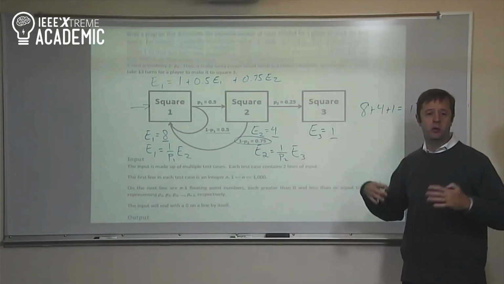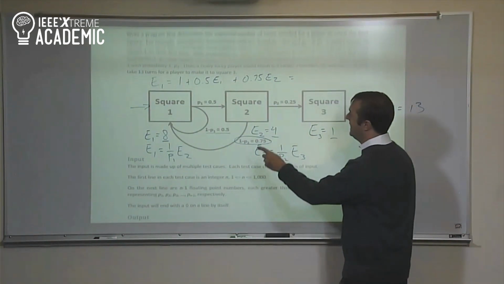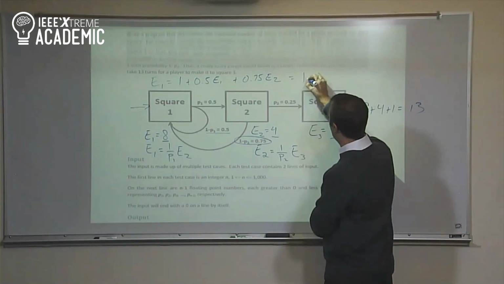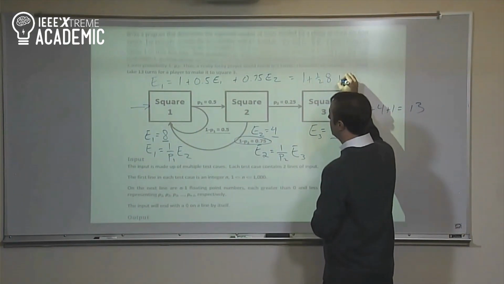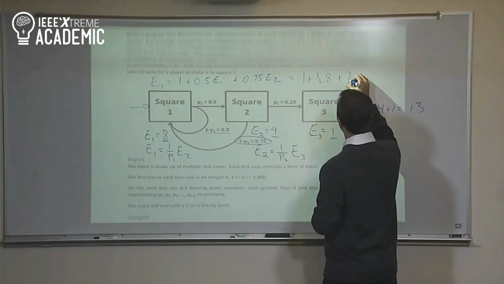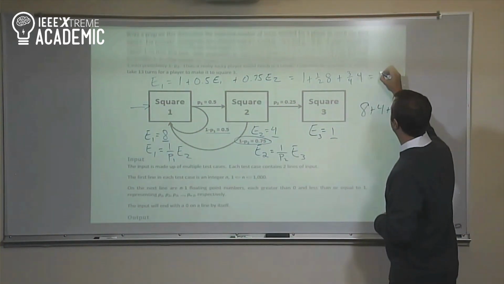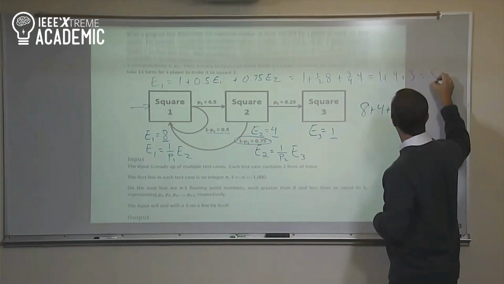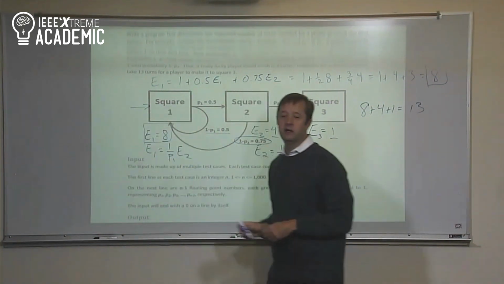So we have our formula. We can go ahead and plug in the values that we have. So what we're saying is that we have 1 plus 1/2 times E1. E1 is 8. Plus 3/4 times E2. E2 is 4. All right, let's see. That's 1 plus 4 plus 3. And what do you know? That equals 8, which is exactly what we expect.